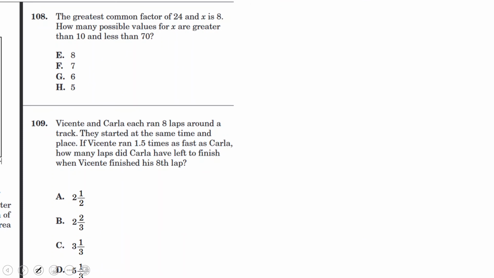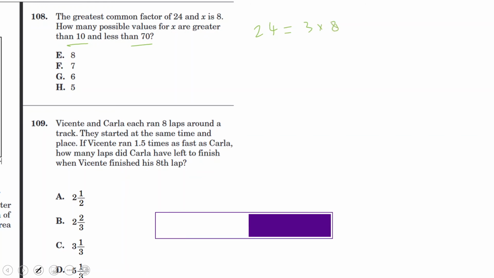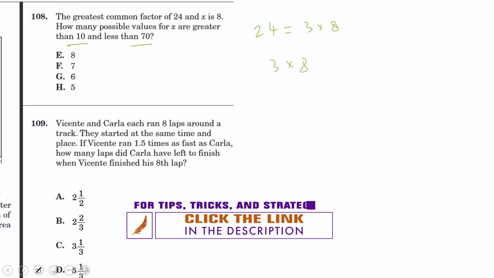Next, the greatest common factor of 24 and x is 8. How many possible values of x are greater than 10 and less than 70? So we got 24. This one is actually tricky. So 24 and x. What can x be? 24 is 3 times 8. 3 times 8. So we have to select the points.